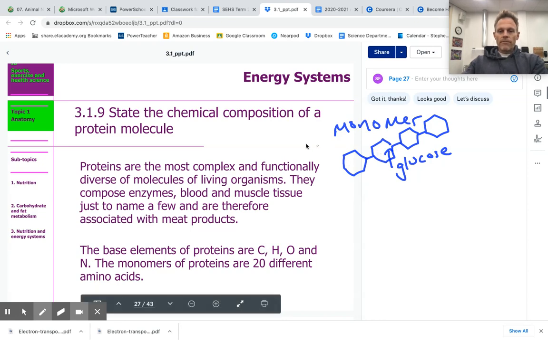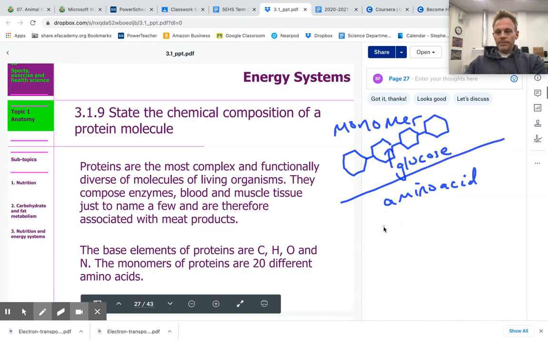So for proteins, we have a monomer as well. The monomer of proteins are amino acids. So amino acids, if you want to think of it, are similar to our monosaccharides, for example, glucose. I'm just going to separate this here a little bit.